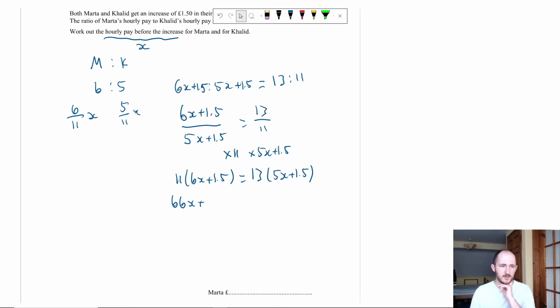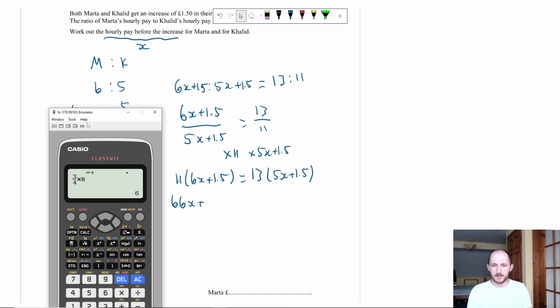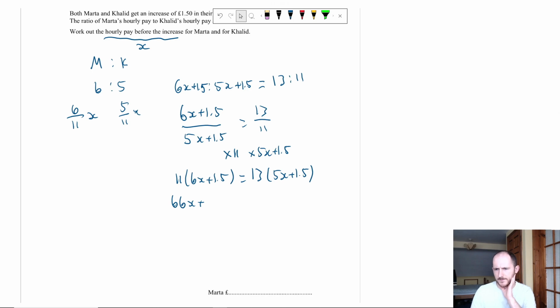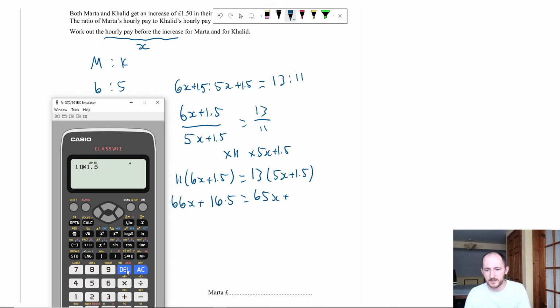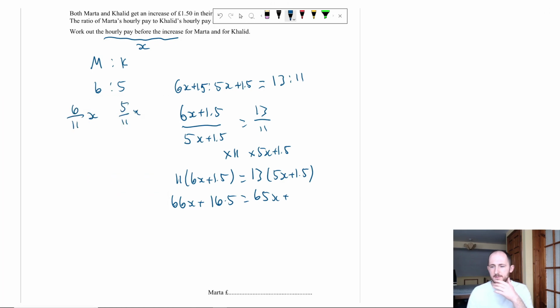Expand the brackets, we get 66x plus, what would that be? Let's just use a calculator, why not? 11 times 1.5. 33/2, so that's 16.5, yeah. 16.5 equals 13 times 5, which would be 65x plus, I don't know what 13 times 1.5 is. Okay, 13 times 1.5, which is 19.5. Cool.